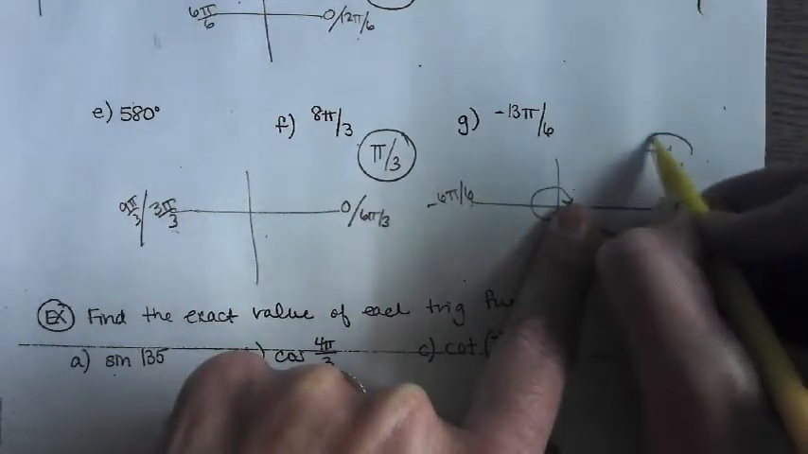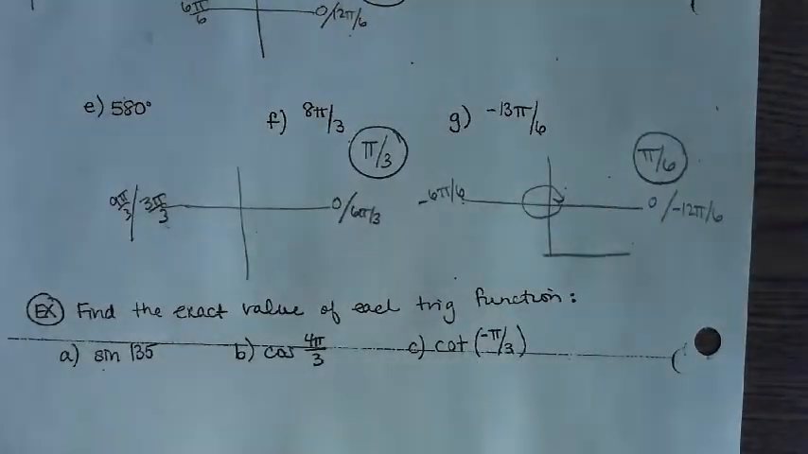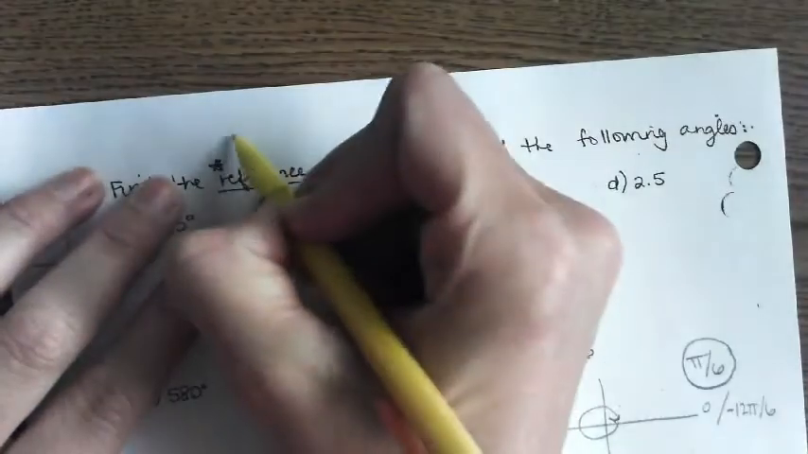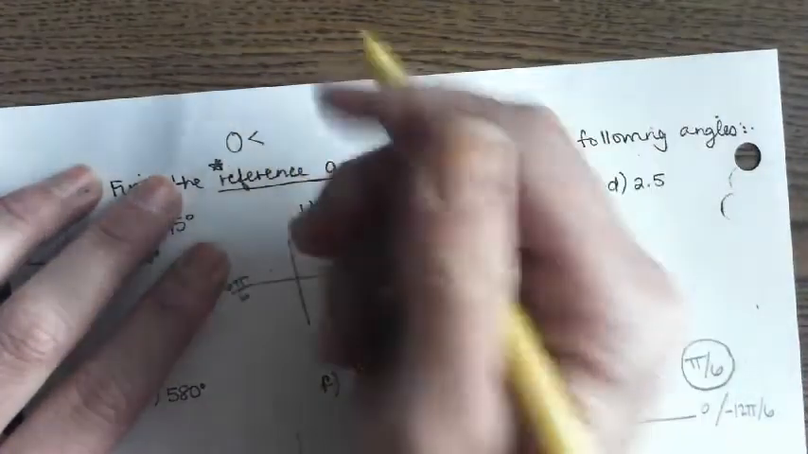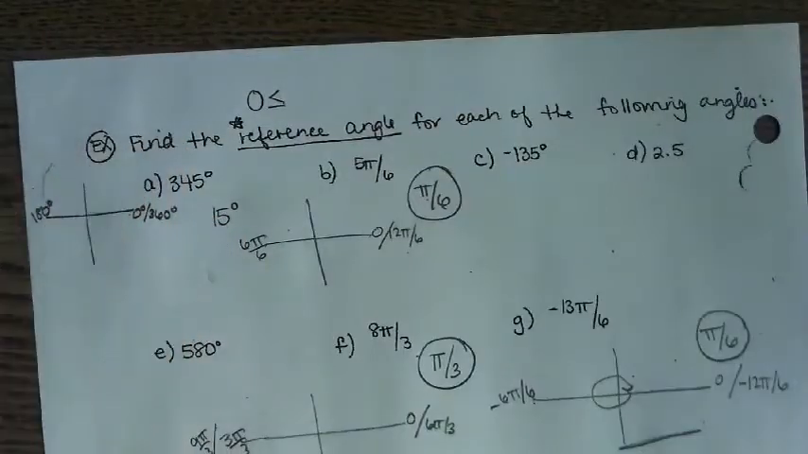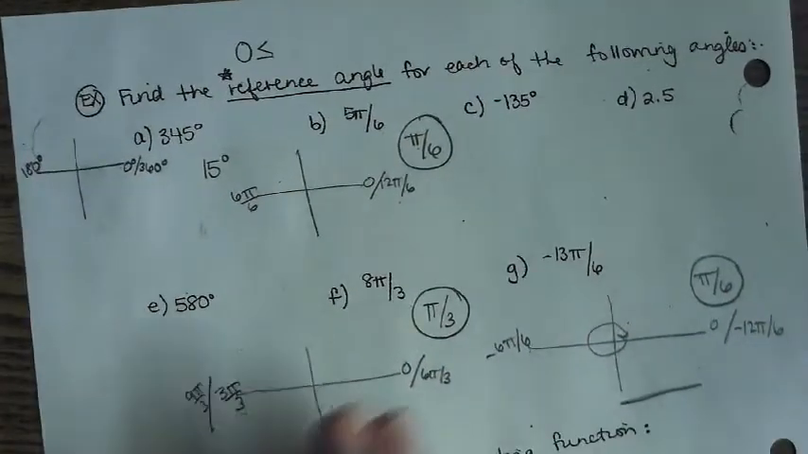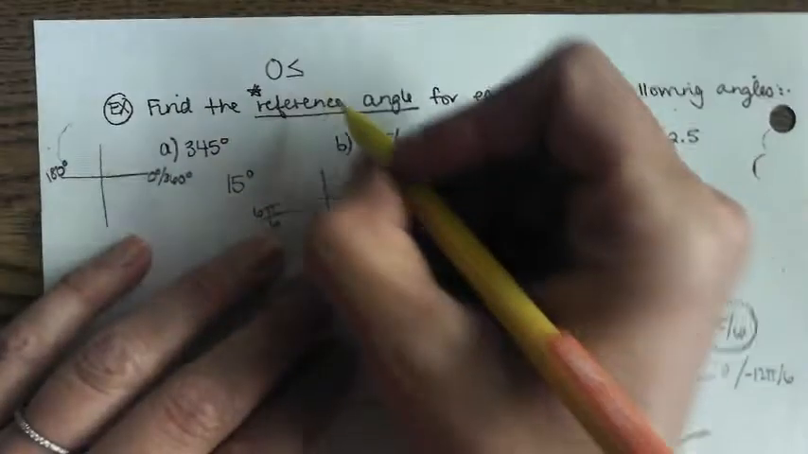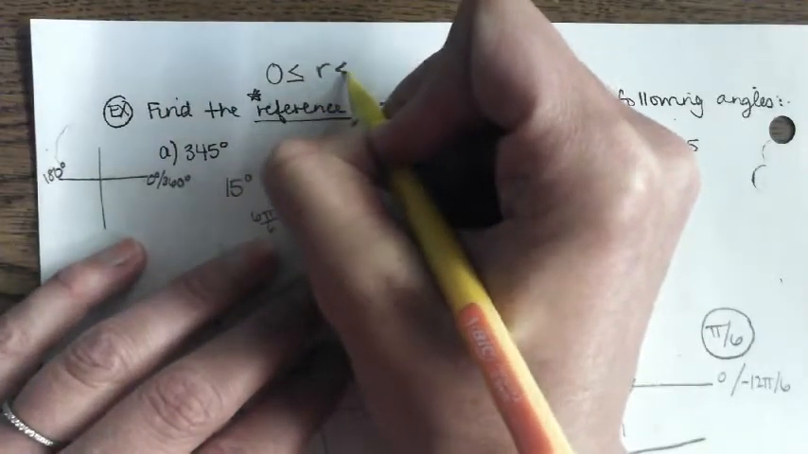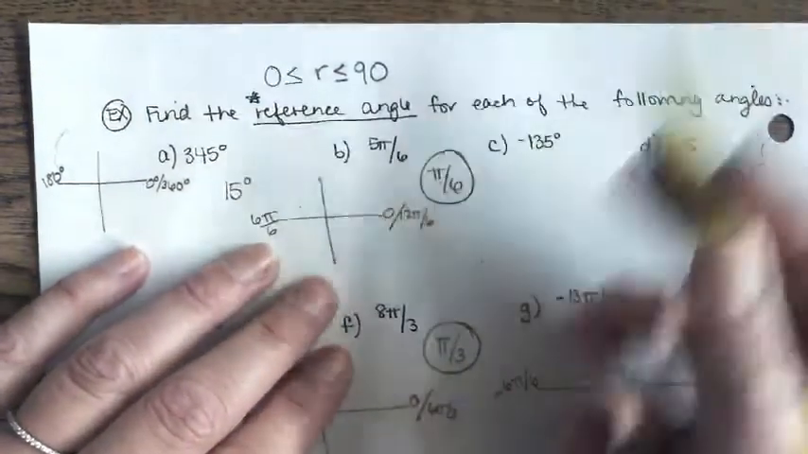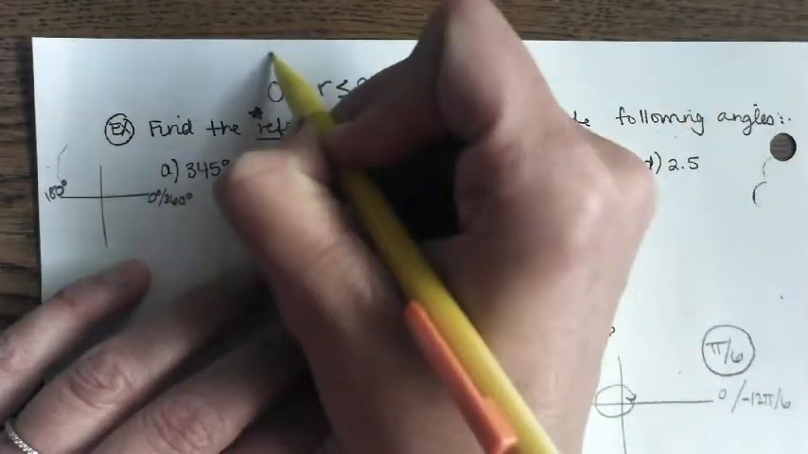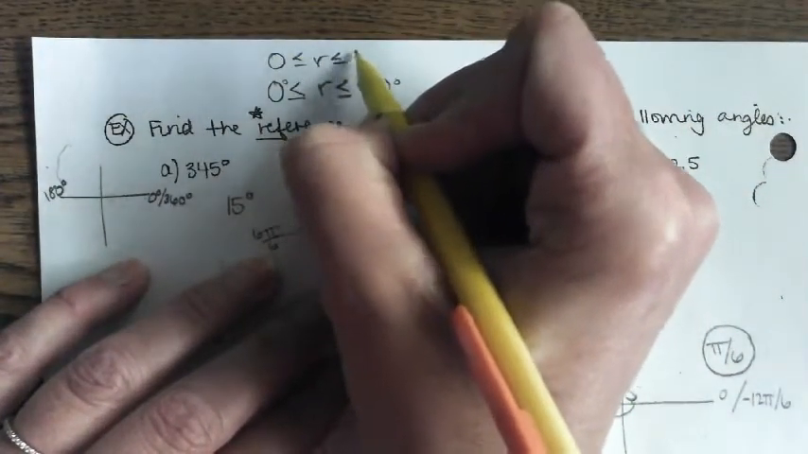Here's the thing with reference angles. They have to be positive. So I see why a couple people said negative pi over 6, but reference angles have to be positive, and they have to be between 0 and what? Well, they don't have to be positive. They have to be non-negative. How's that? Because they can be 0. And 90, correct. That's talking degrees. If we talk radians, less than or equal to pi over 2.